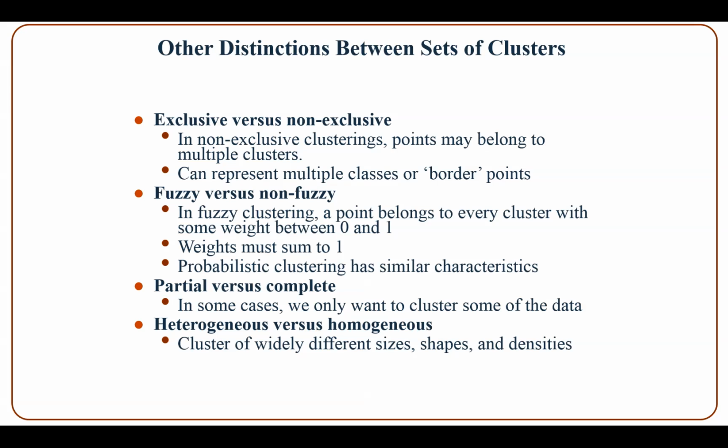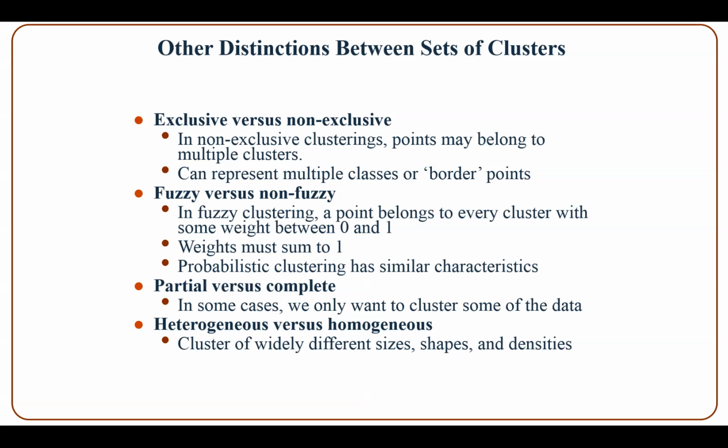We also distinguish other types of clusterings. For example, exclusive versus non-exclusive. In non-exclusive clusterings, points or objects may belong to multiple clusters. An example is a person at a university who can be both an enrolled student and an employee of the university. The objects can represent multiple classes or border points.